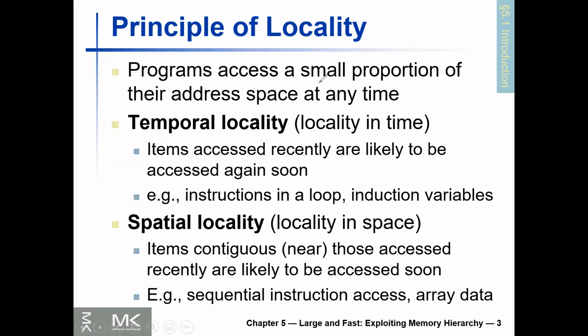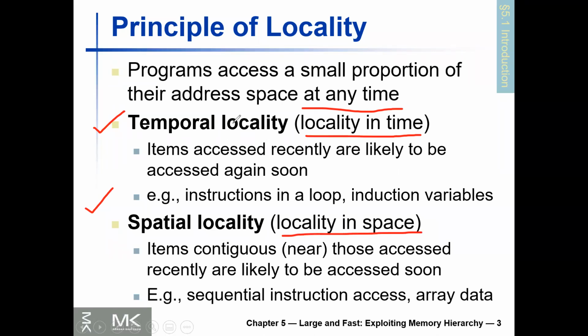So programs access a small portion of their address space at any time. So there are two ways to access the address. First is temporal locality. Another one is spatial locality. Temporal locality is also called locality in time, and spatial locality is called locality in space.